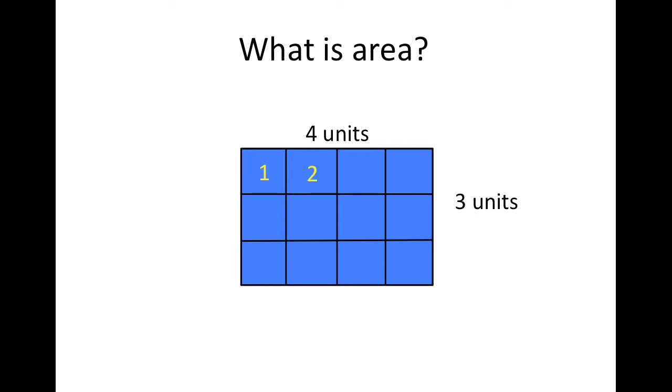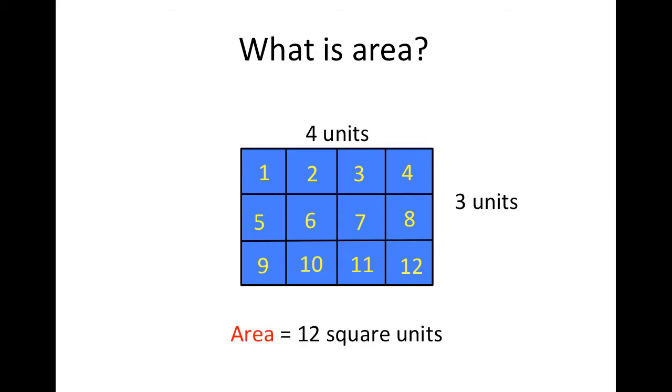And so if I count the squares, I notice that I end up with 12 of them over this whole area of the rectangle. The area is 12 square units, which I counted. I can also abbreviate it 12 units with a squared sign. So area is 3 times 4, 3 rows by 4 columns. The area is how long it is by how wide it is.